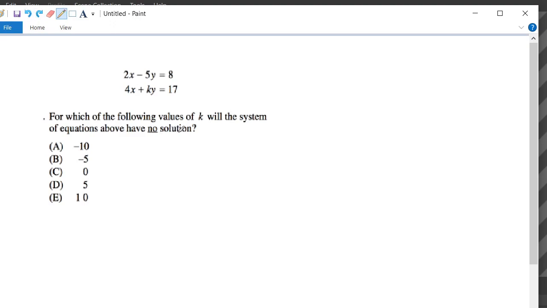So what does that mean? It means our lines have to be parallel, so they need to have the same slope but different y-intercepts. So now, looking at this problem, we can compare their slopes and figure out what k has to be, since we know that the slope has to be the same. Well, what's the slope of this first line? The slope of this first line is simply the opposite of the coefficient of x over the coefficient of y. So 2/5.